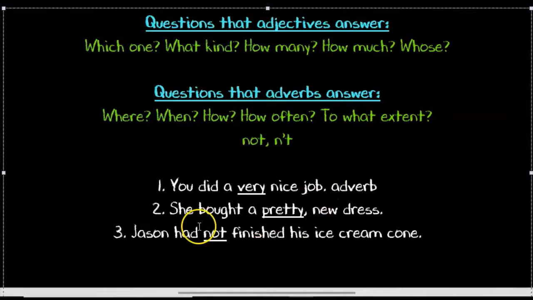Number 2, she bought a pretty new dress. Okay, pretty. What is pretty? Adjective or an adverb? Let's take a look. What is it describing? She bought a pretty new dress. Pretty is describing dress, and dress is a noun, and so pretty would be an adjective.